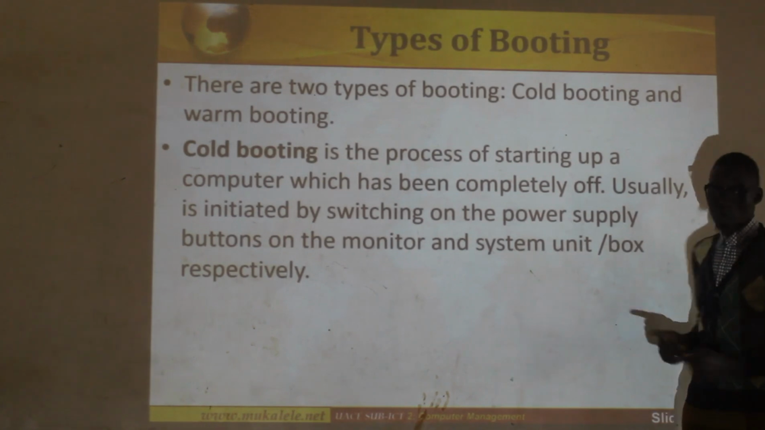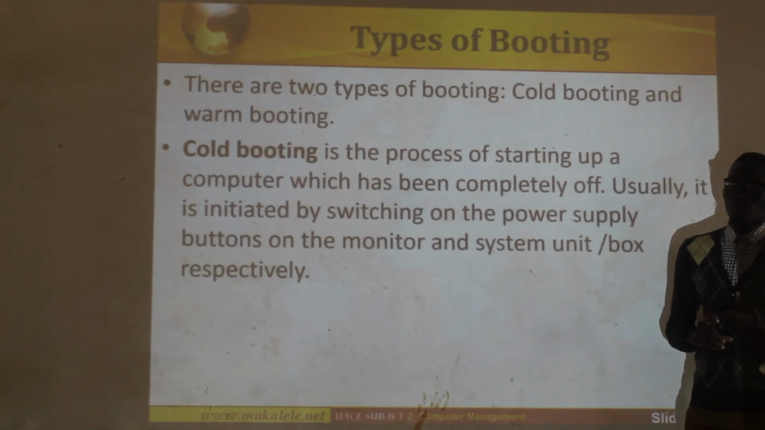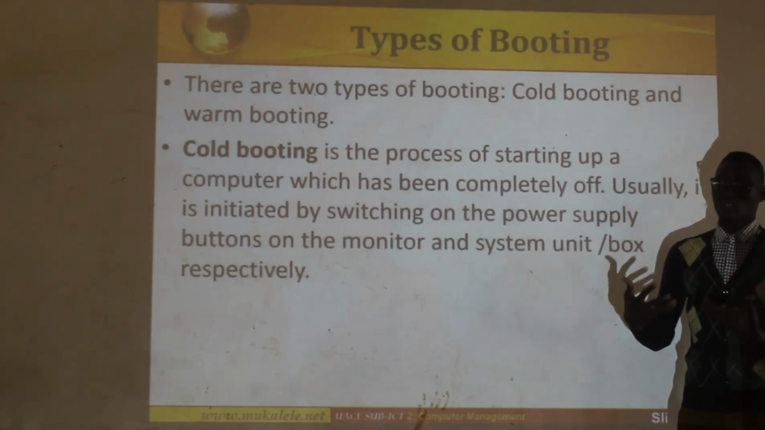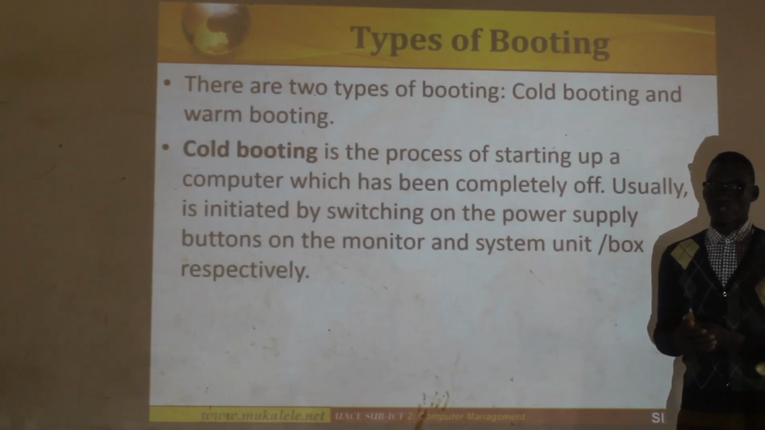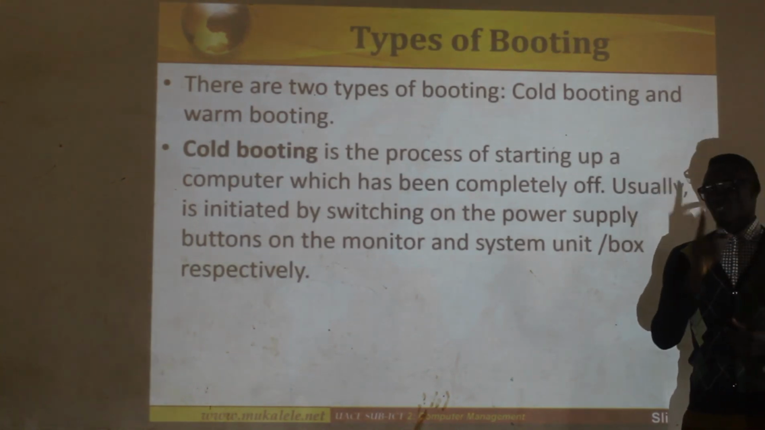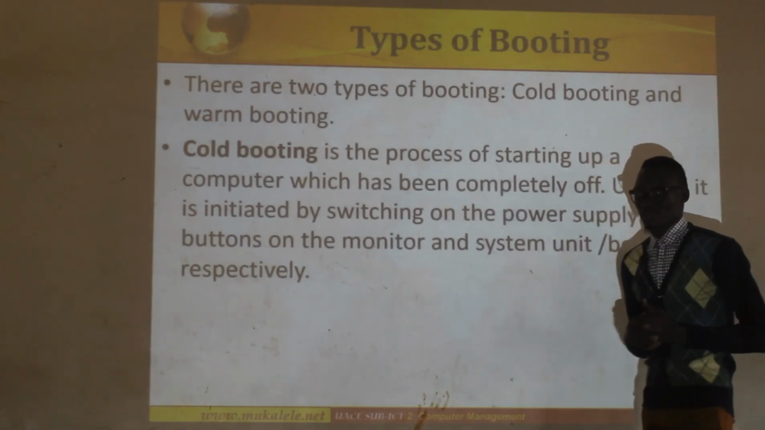We have cold booting, okay, which can also be called a hard reset or a hard boot. Then we have warm booting, which can also be called soft boot, okay, or soft booting. So there are two types of booting. There is cold, then there is warm. So what is cold booting?